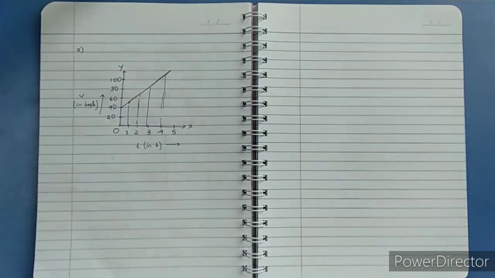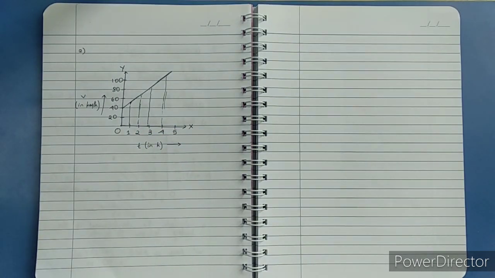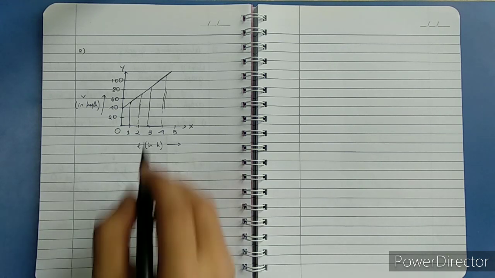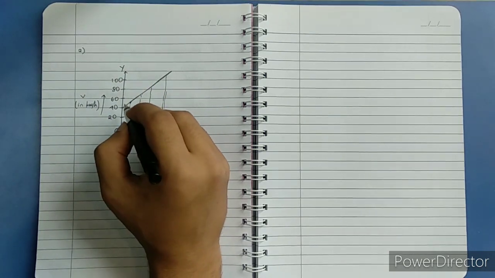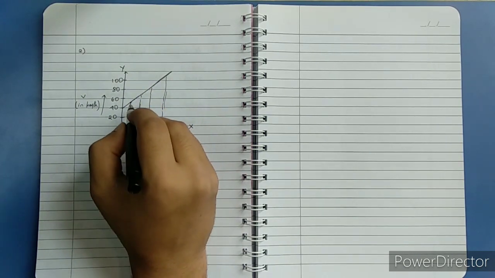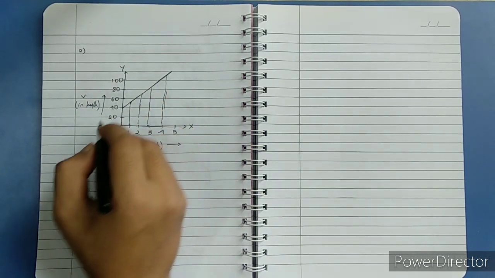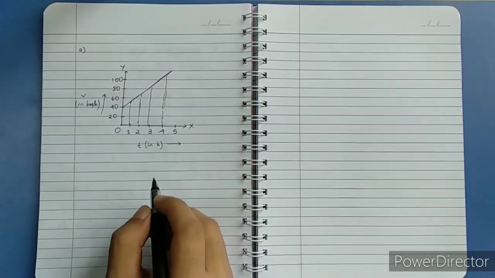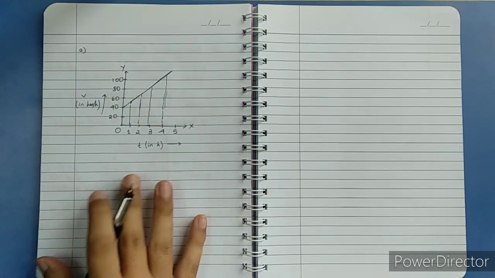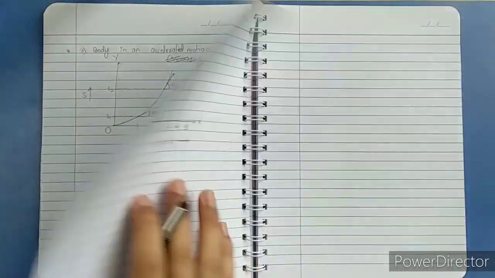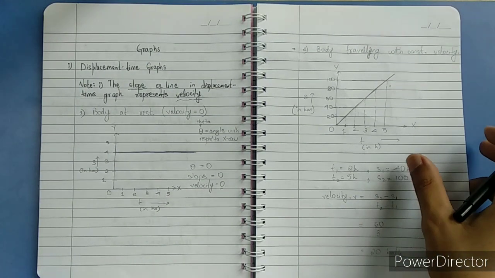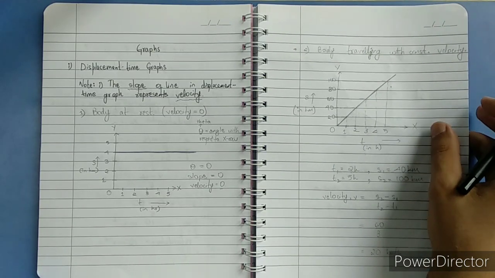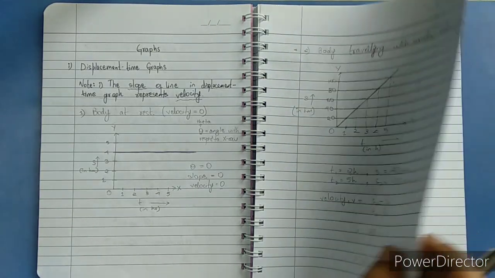Okay, the diagram is not very well done because I am not using scale. Just try to get the point over here. What I am trying to say is, if you take any point, as this is a straight line, the slope will be the same all over the place. Like we saw in the second case, here velocity was found as constant because the slope was constant.